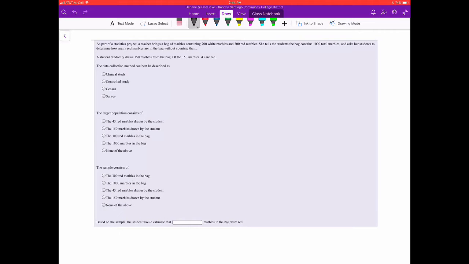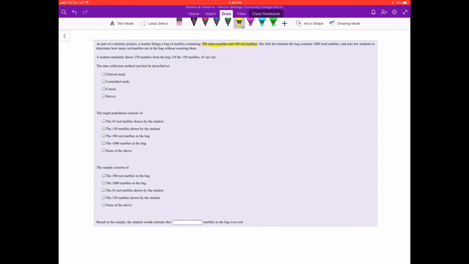In this example, we're going to discuss taking a sample and generalizing it to its population. As part of the statistics project, a teacher brings in a bag of marbles containing 700 white marbles and 300 red marbles. She tells the student the bag contains 1,000 marbles and asks her students to determine how many red marbles are in the bag without counting them.